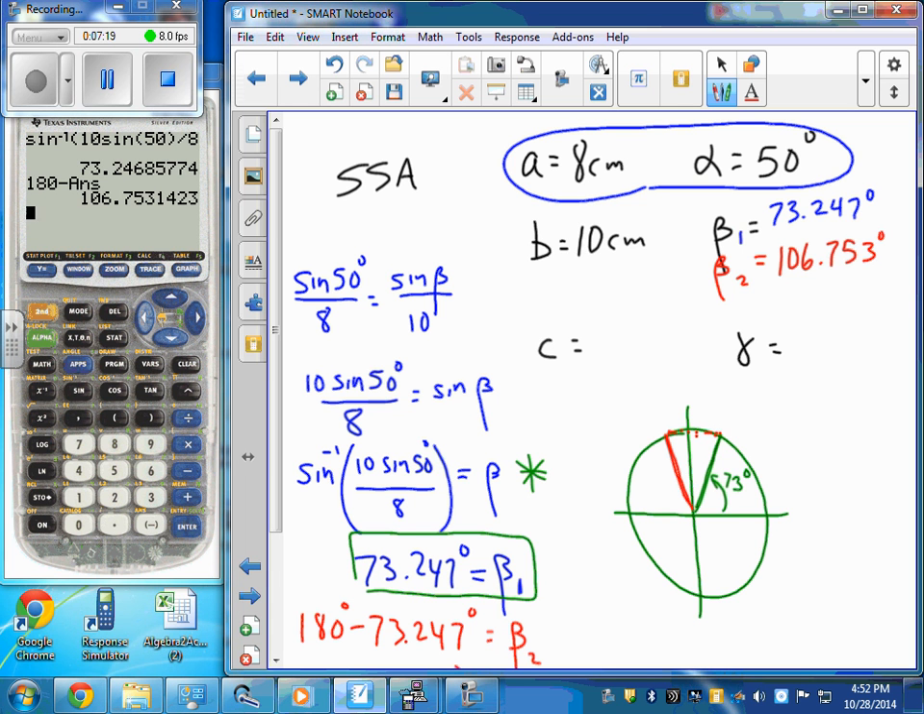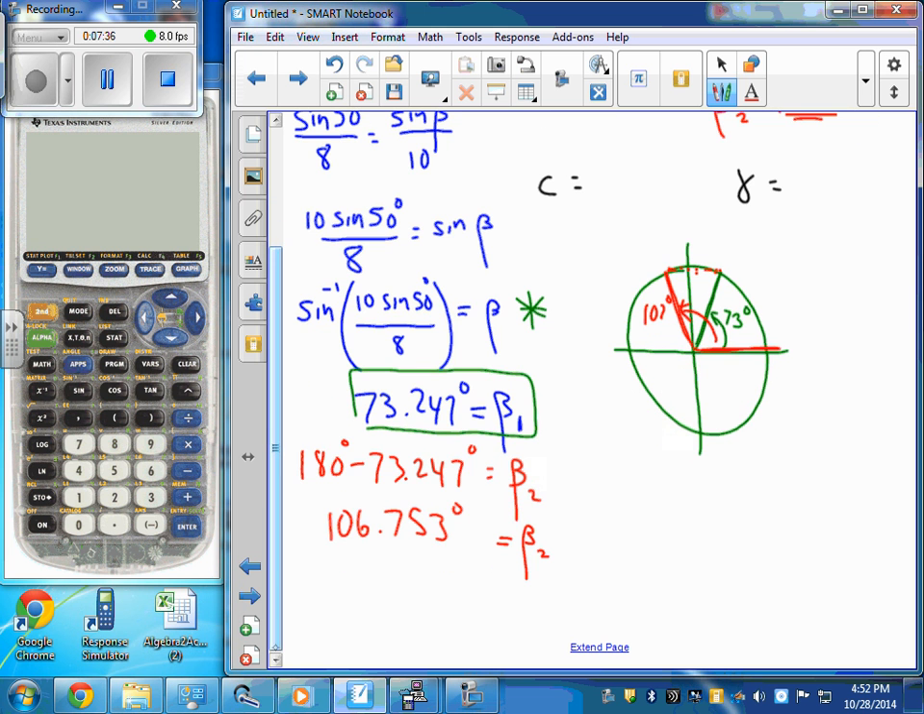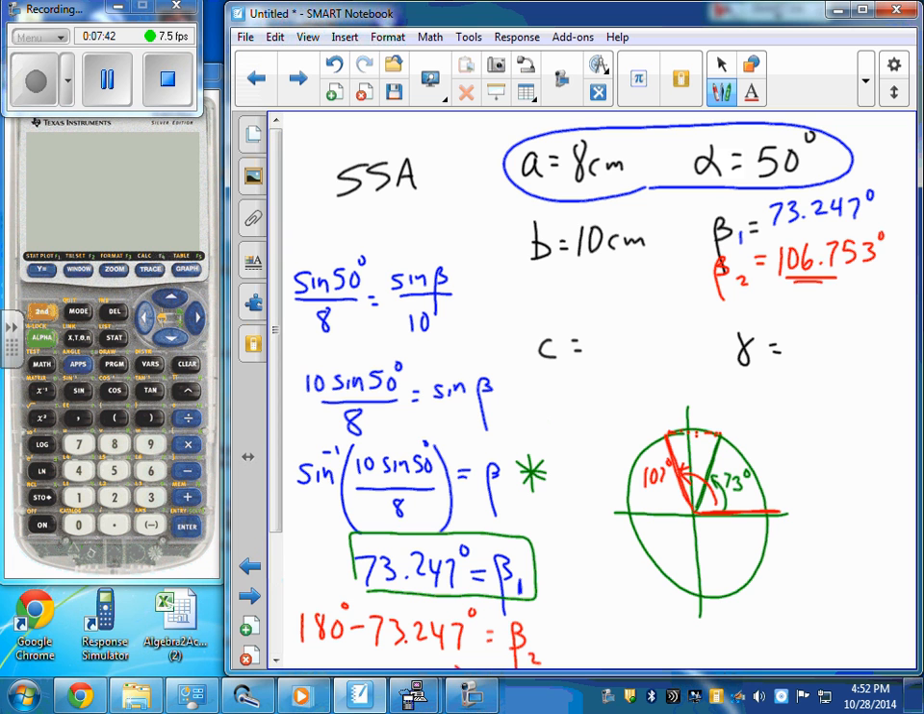And this red angle is what I'm calling beta 2. So the one going all the way to there is the 107 degree angle. And this second option will always be 180 degrees minus the first one. So you need to check that each time. Okay, so for this particular triangle, we have two possible values for beta.